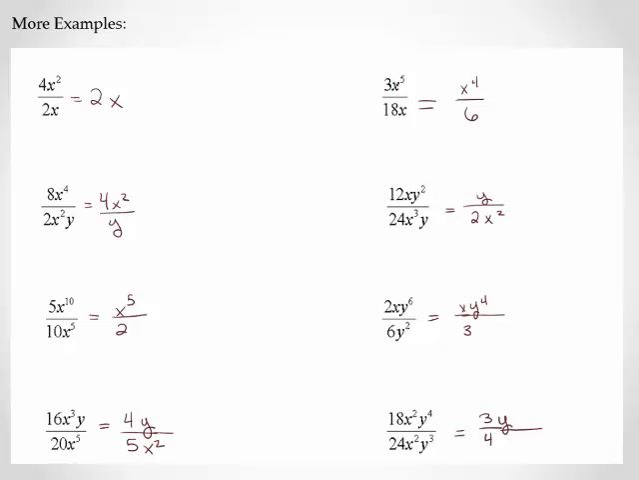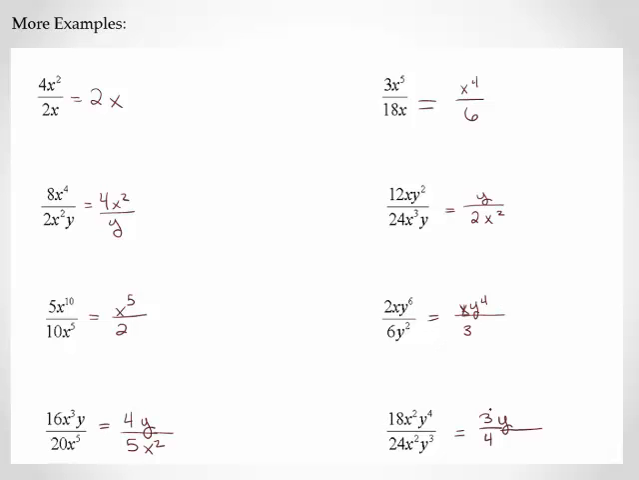Okay, so 5 minus 1 was 4. 3 and 18 gave me the 6 in the denominator. 3 minus 1 is 2 in the denominator. 2 minus 1 is 1 in the numerator. 12 goes into 24 2 times in the denominator. 2 goes into 6 3 times in the denominator. The x is by itself. And then 6 minus 2 is 4.